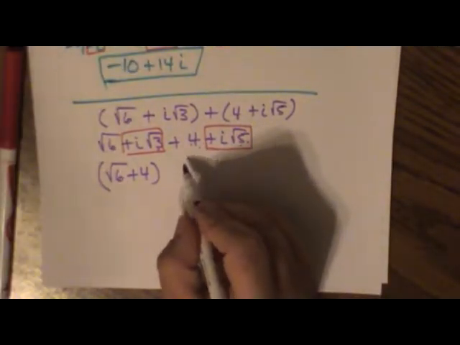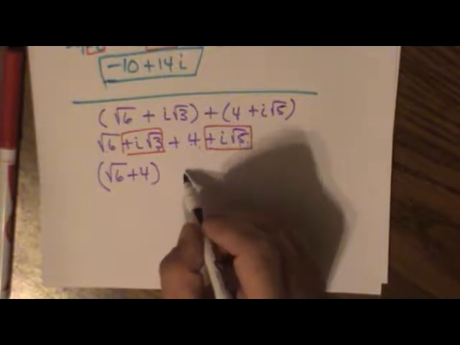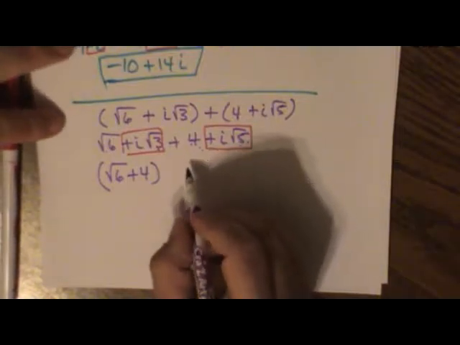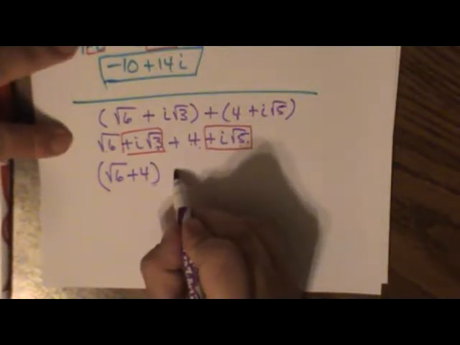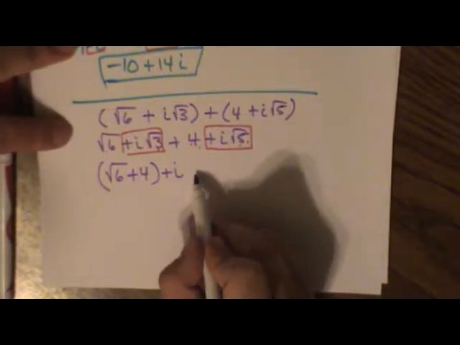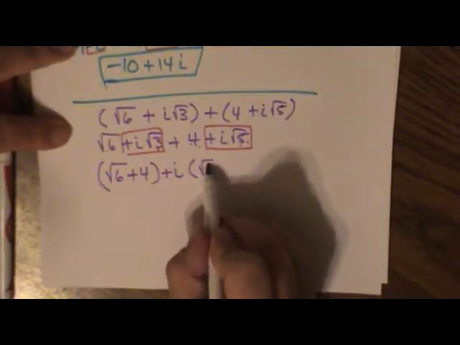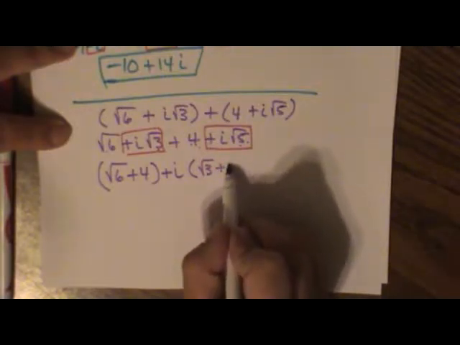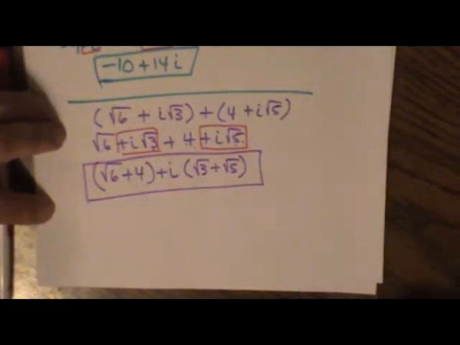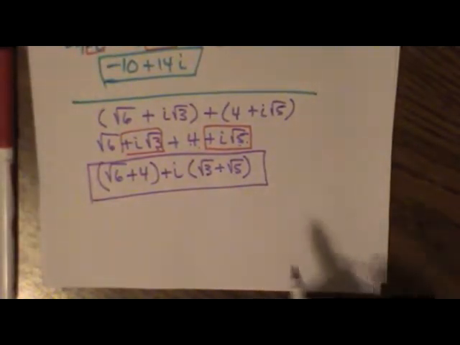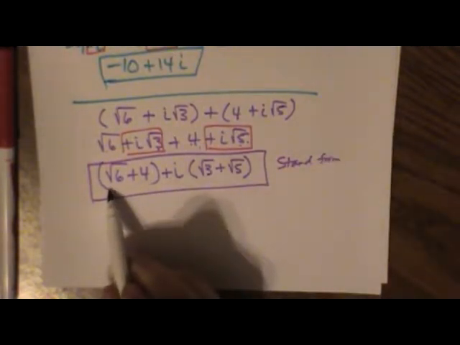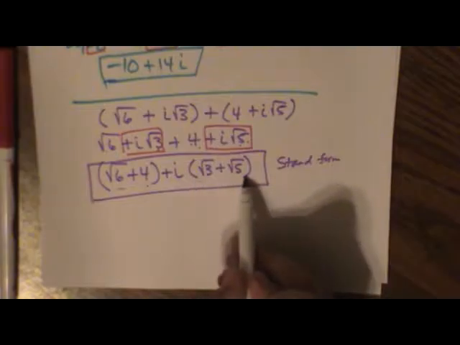But what we'll do is pull the i out because they both have an i in common. If we pull an i out, and they're both positive, so we're going to pull out a positive i, what we have is the square root of 3 plus the square root of 5. And that's our answer. And that is in standard form. Standard form has the real parts first and the imaginary parts second.